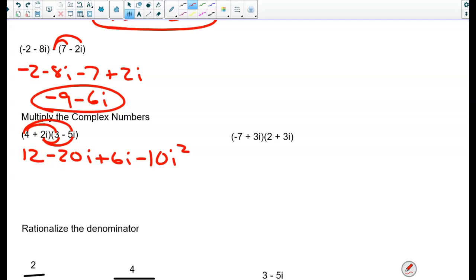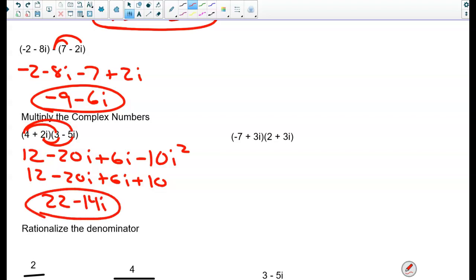Okay? We need to know, as I said earlier, i squared means negative 1. So 12 minus 20i plus 6i, this becomes a positive 10. The i squared in the end goes away. It's replaced by the negative 1. A negative 1 times negative 10 is 10. And now I'm combining my like terms. 12 and 10 is 22. Negative 20i and 6i is negative 14i. And that right there, my friends, is your answer.